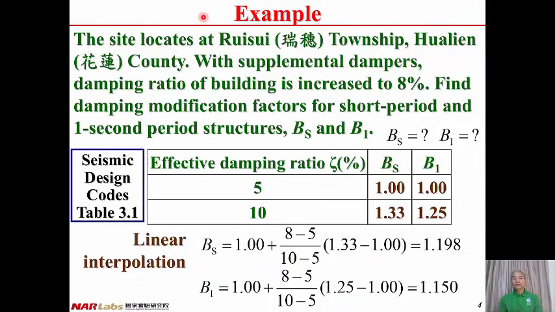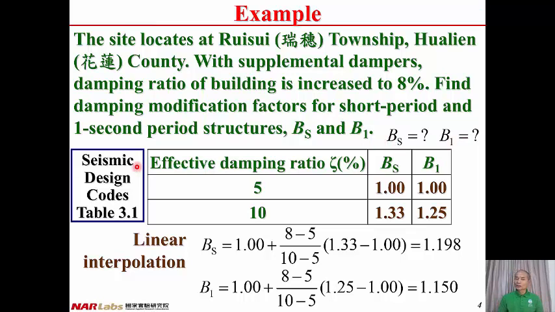And back to the example, the site locates at Yuishui Township, Hualien County, with supplemental dampers. The damping ratio of the building is increased to 8%. The question is to find damping modification factors for short period structures and for 1 second period structure. That is to find the values for BS and B1.